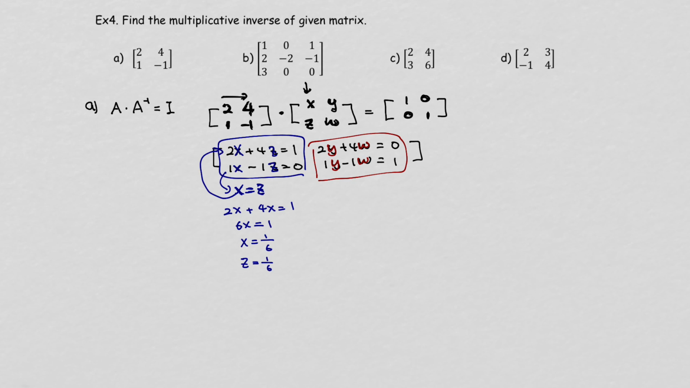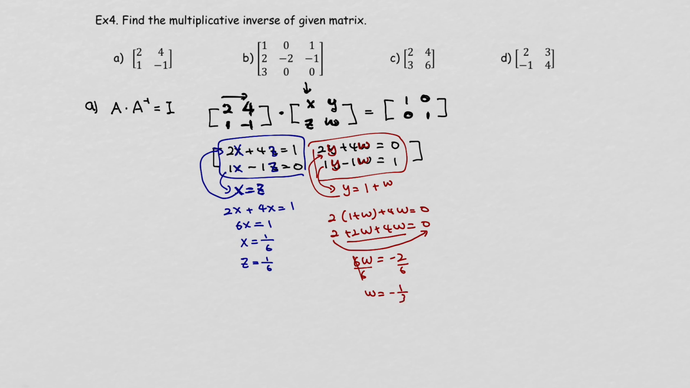And then what about y and w, right? In the second equation I'm going to solve for maybe y, right? So y equals 1 plus w, and then replace that into the other equation. So I have 2 times (1 plus w) plus 4w equals 0. Open the parentheses. 2 plus 2w plus 4w equals 0. Combine the like terms and move the number without the variable to the other side. I will get 6w equals negative 2. When you divide both sides by 6, w is equal to negative 2 over 6, which is negative 1/3.